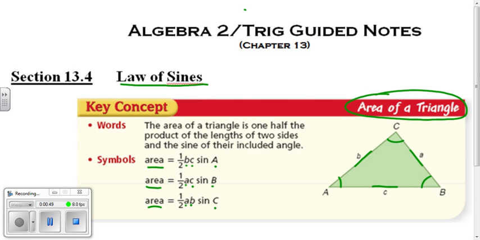Notice in each of these, all three letters are used, and only one is capital. The other two are the lowercase sides. So it's the angle and the two sides that are adjacent to that angle. Those are the ones used to find the area.